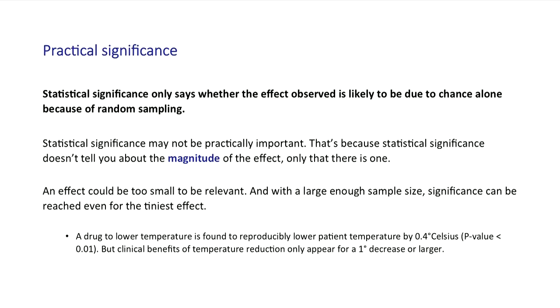So, for example, if we were testing a drug to lower a person's body temperature, we could find that it lowers a patient's temperature by 0.4 degrees Celsius with a p-value of 0.01. And we could base this off of a sample of thousands and thousands of people. And so we could be really, really sure that it reduces patient temperature by about 0.4 degrees Celsius. However, for doctors, in order for a drug to have a clinically beneficial effect, it needs to decrease the temperature by at least 1 degree Celsius. And this drug doesn't do that. So therefore, while we found a statistically significant effect, it doesn't mean that we found a practically significant effect.